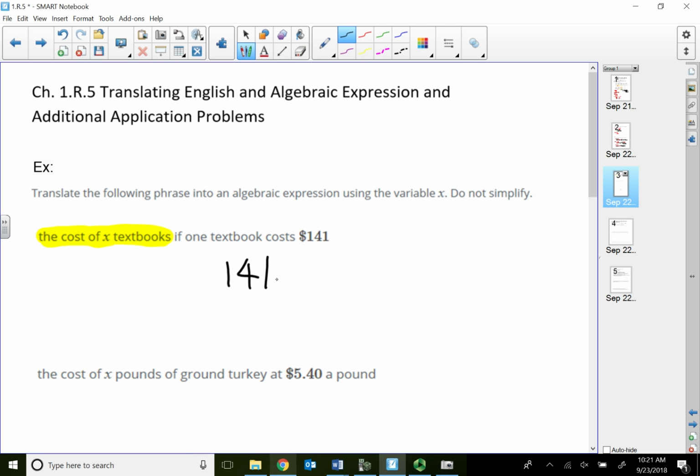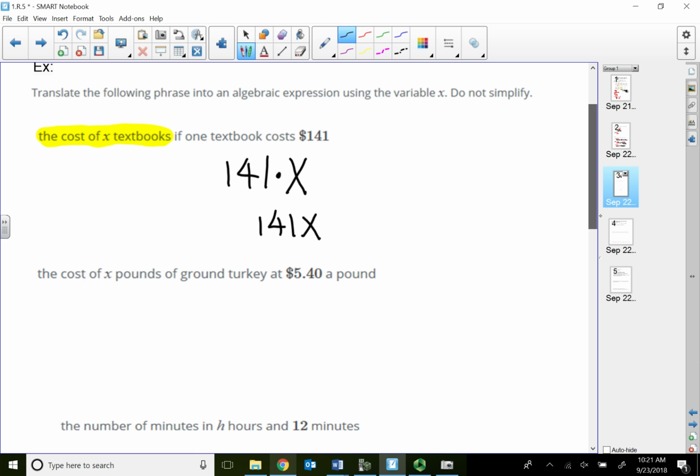So $141 for one book. For two books, we will say times two. For three books, we will say times three. For x number of books, we say times x. So that will be 141x. So this answer represents the cost of x number of books. Okay, that's how we actually translate that. All right, let's try a similar one.